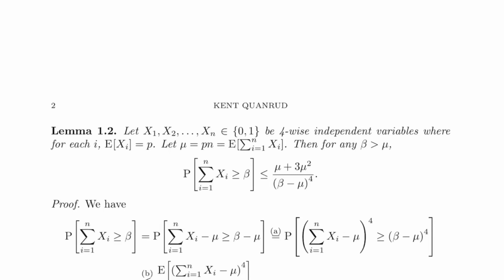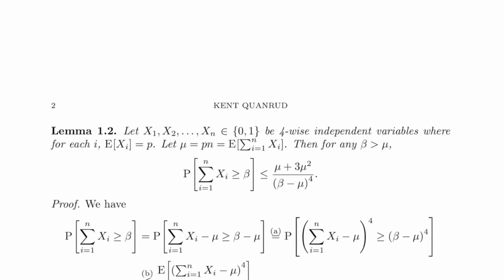For example, if you take beta equal to, say, 2 times the average, then the right-hand side becomes the average plus 3 times the average squared, divided by the average to the fourth. And if mu is at least, say, 1, then the right-hand side roughly becomes 4 divided by the average squared.